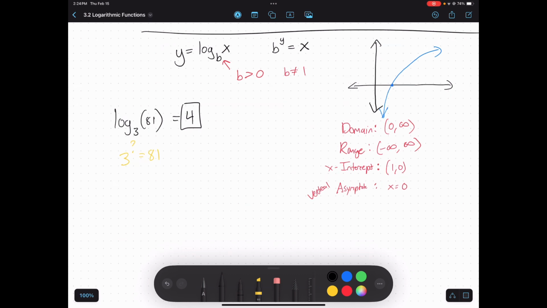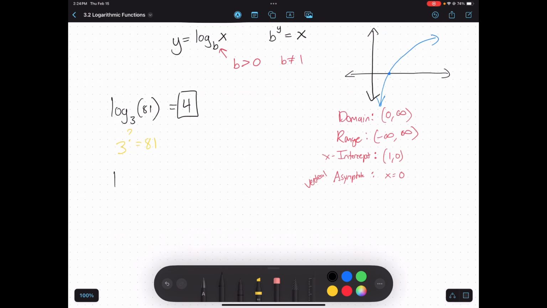Okay. What about this one? This one's a little bit more tricky. What is log base 4 of 1 over 16?